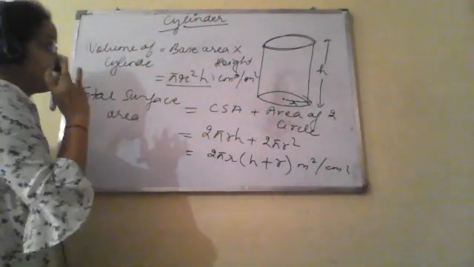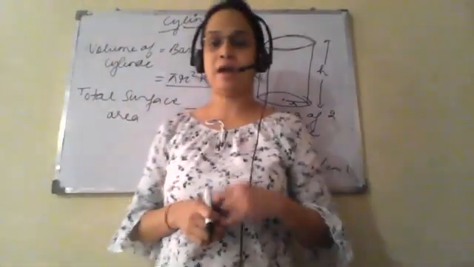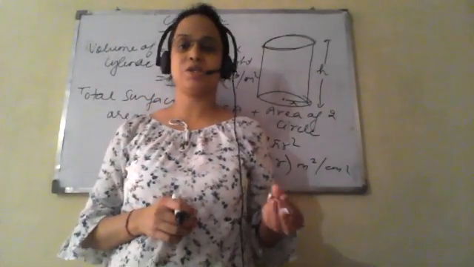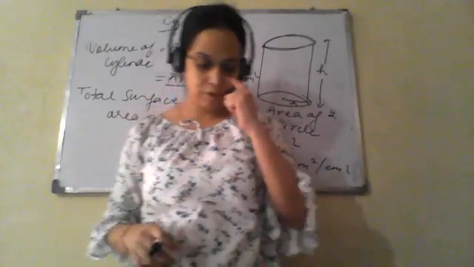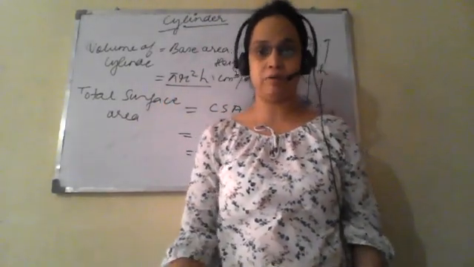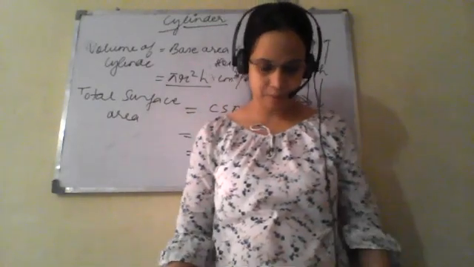Fine. So this was all about the cube, cuboid and cylinder. I have explained all three things: curved surface area, total surface area and volume of each shape. We will continue with exercises 11.3 and 11.4 in our next video. Okay. Thank you.